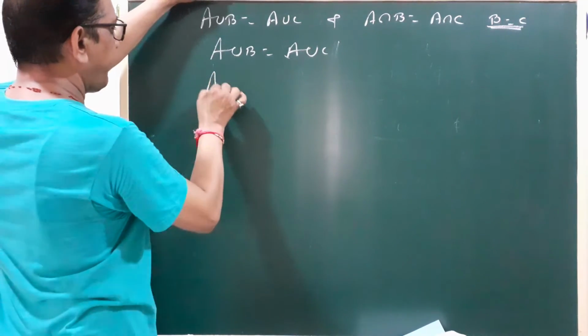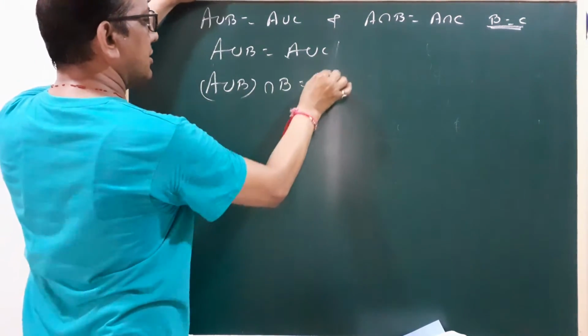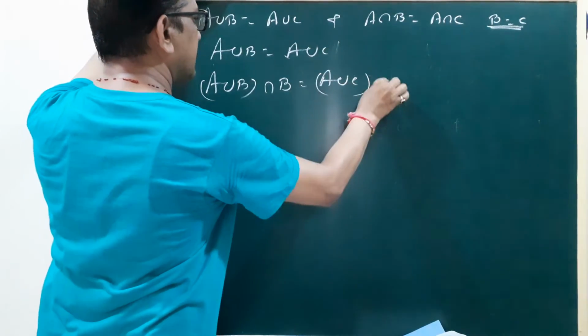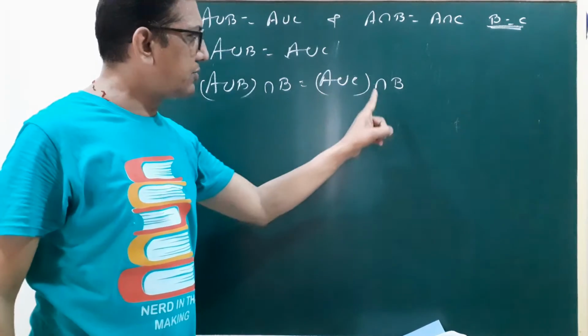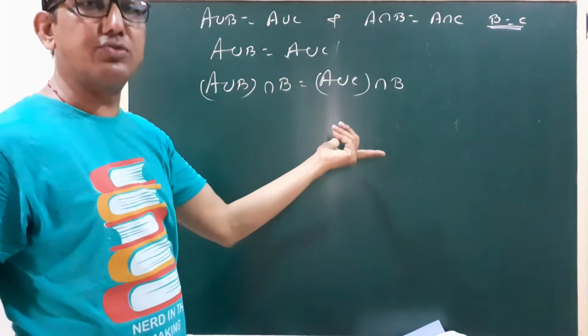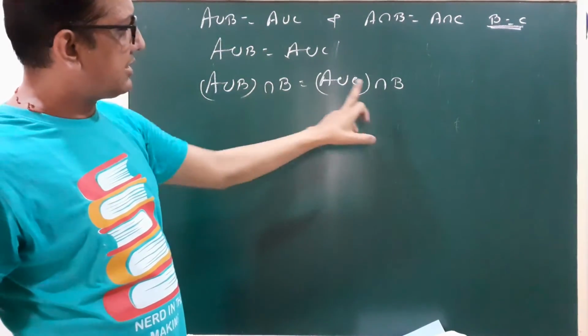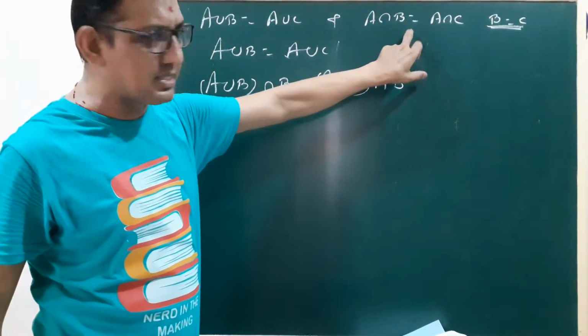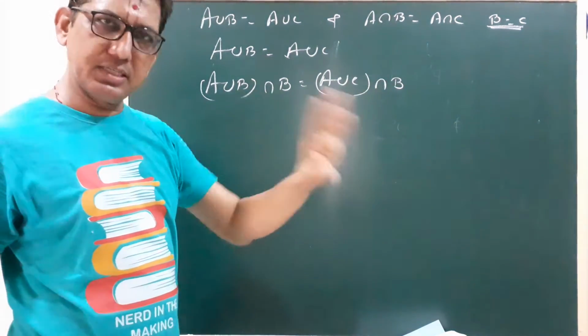Suppose we take B. A union B, intersection B, and A union C, intersection B. We take the intersection on both sides with the set B. You can also write C. If you take union, we take intersection here; if you accept the intersection result, then we take union. Same method, B or C.